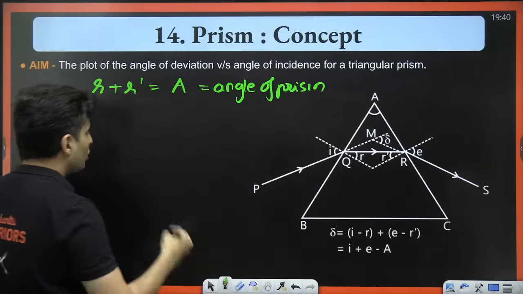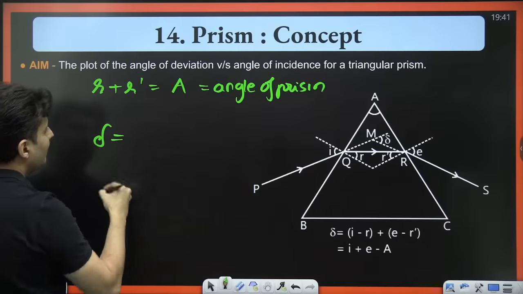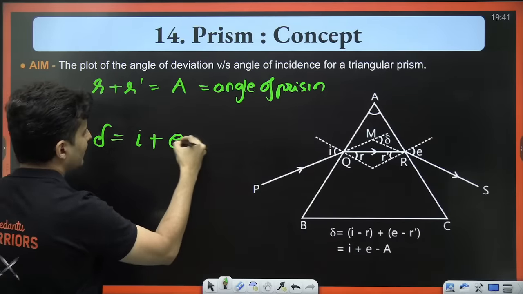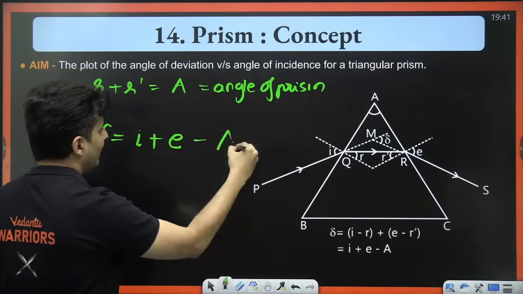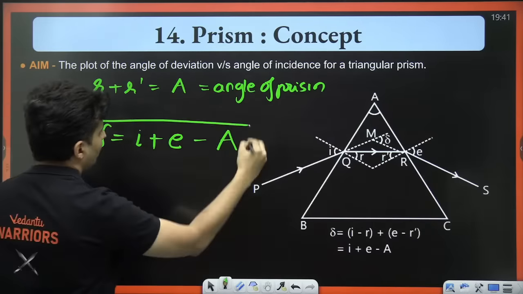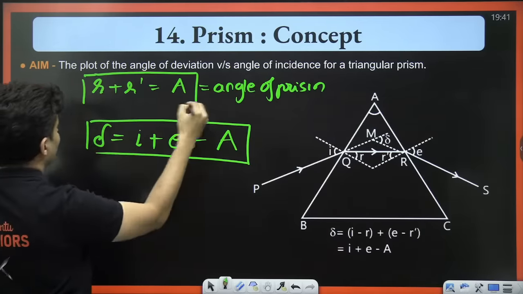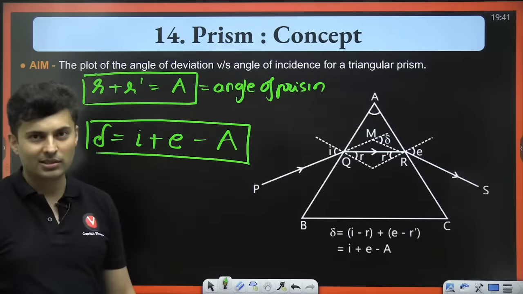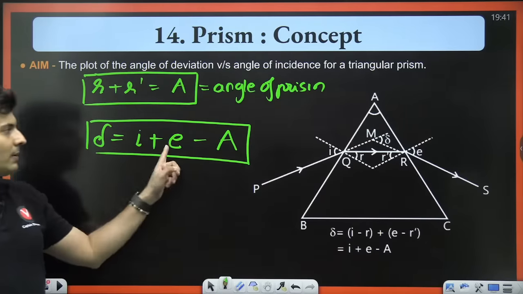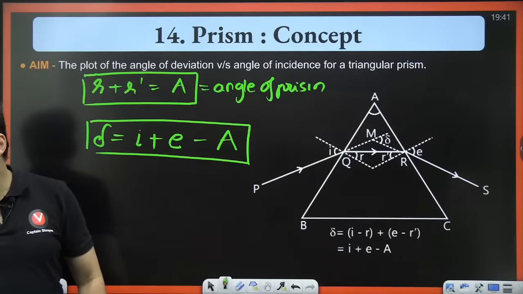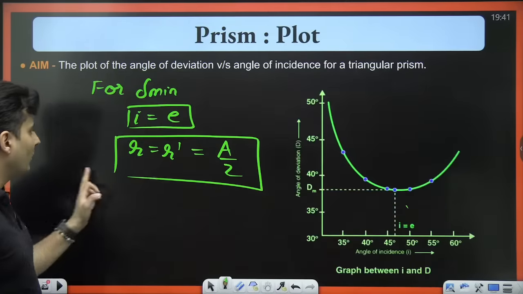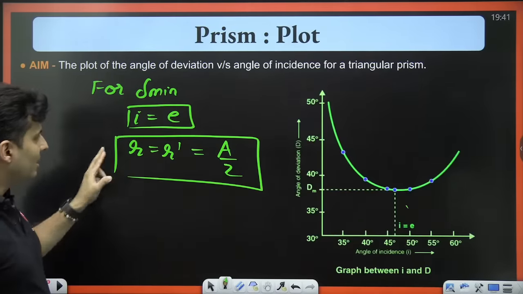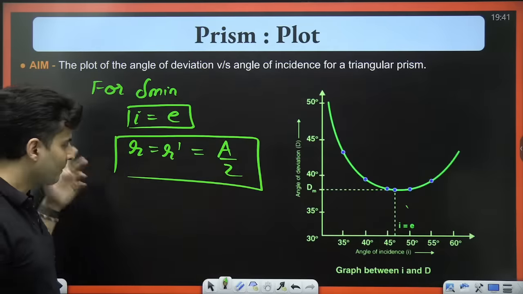Not just that, you should also know in general, deviation is incident angle plus emergent angle minus the angle of the prism. All these are standard formulas. Deviation is incident plus emergent minus A. In case of minimum deviation, I and E will be equal.